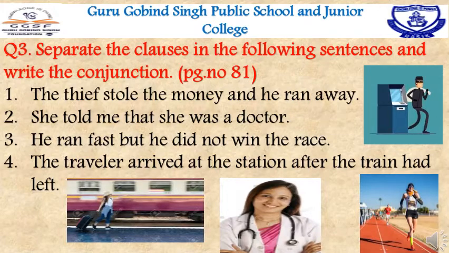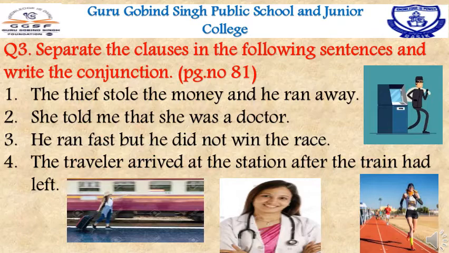Question number 3 of the warming up section. Separate the clauses in the following sentences and write the conjunction. It is from page number 81 of your textbook. Children, we have learned that sentences may have 2, 3 or more sets of subject plus predicate joined by a conjunction. Each set of subject and predicate that is a part of a larger sentence is called a clause. Now we will do the following activity.